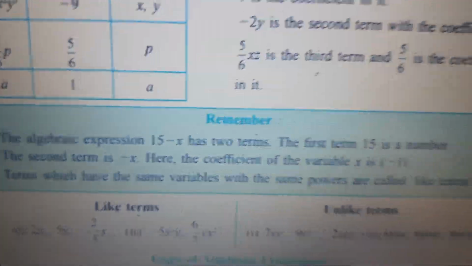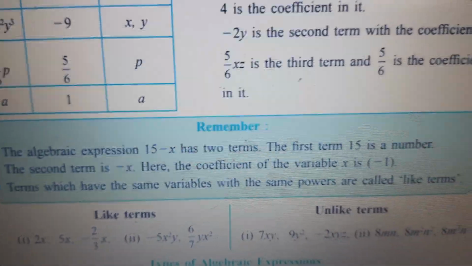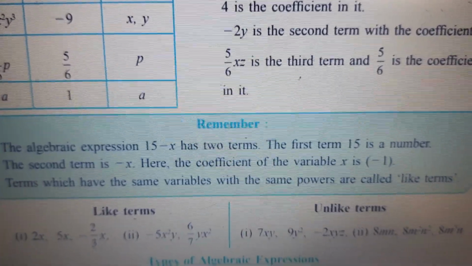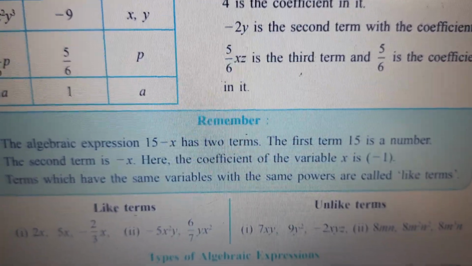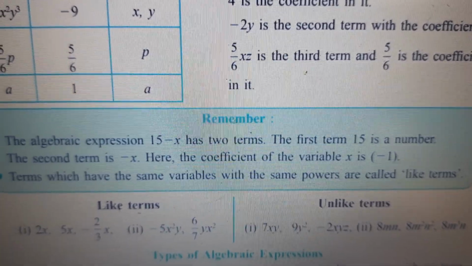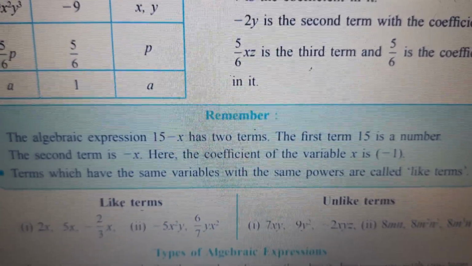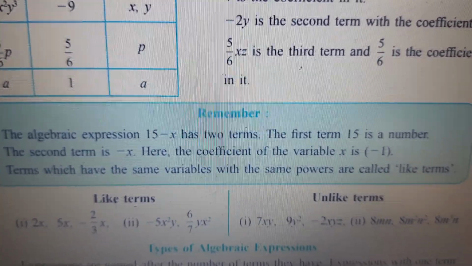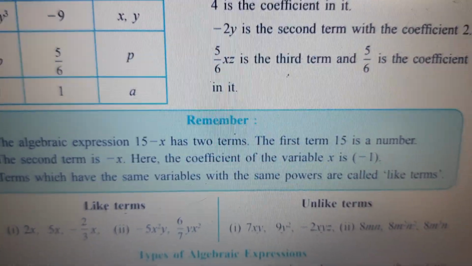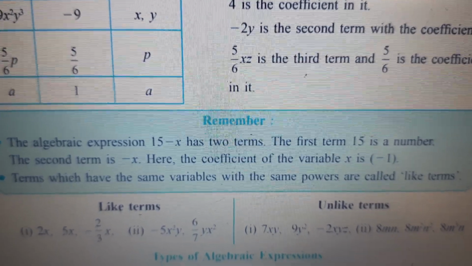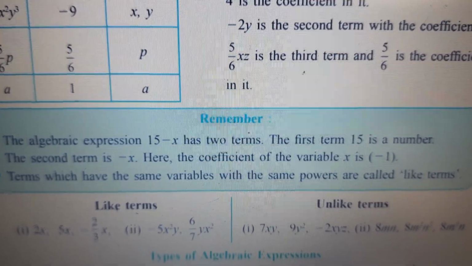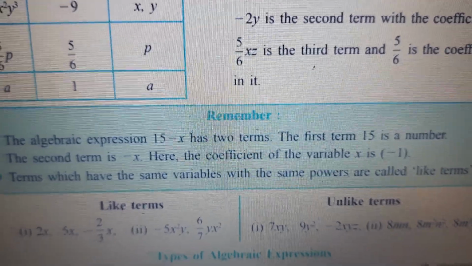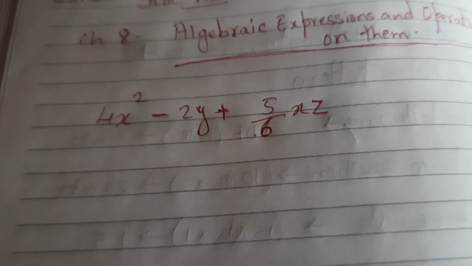Just remember these things. The algebraic expression 15 minus x has two terms. 15 is one term, that is the first term, and minus x is the second term, children. The coefficient of the variable x is minus 1. Terms which have the same variables with the same powers are called like terms, which I will explain to you. Like terms and unlike terms.